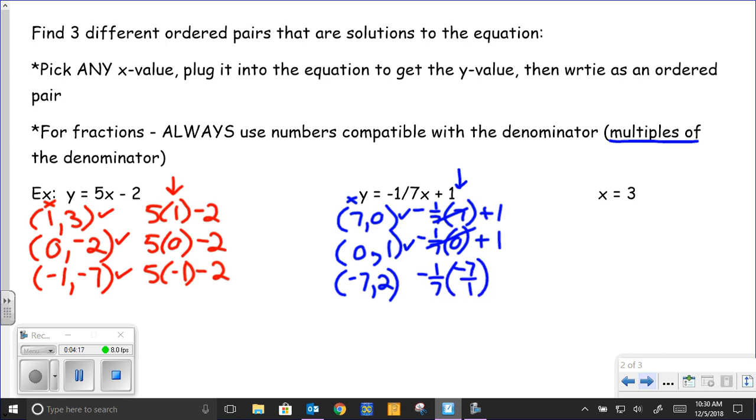If you want to think of it that way, or just times -7, and then plus 1. Again, the 7's cancel out. A negative times a negative is a positive, and that's a +1. 1 plus 1 is 2, so that one also checks out.